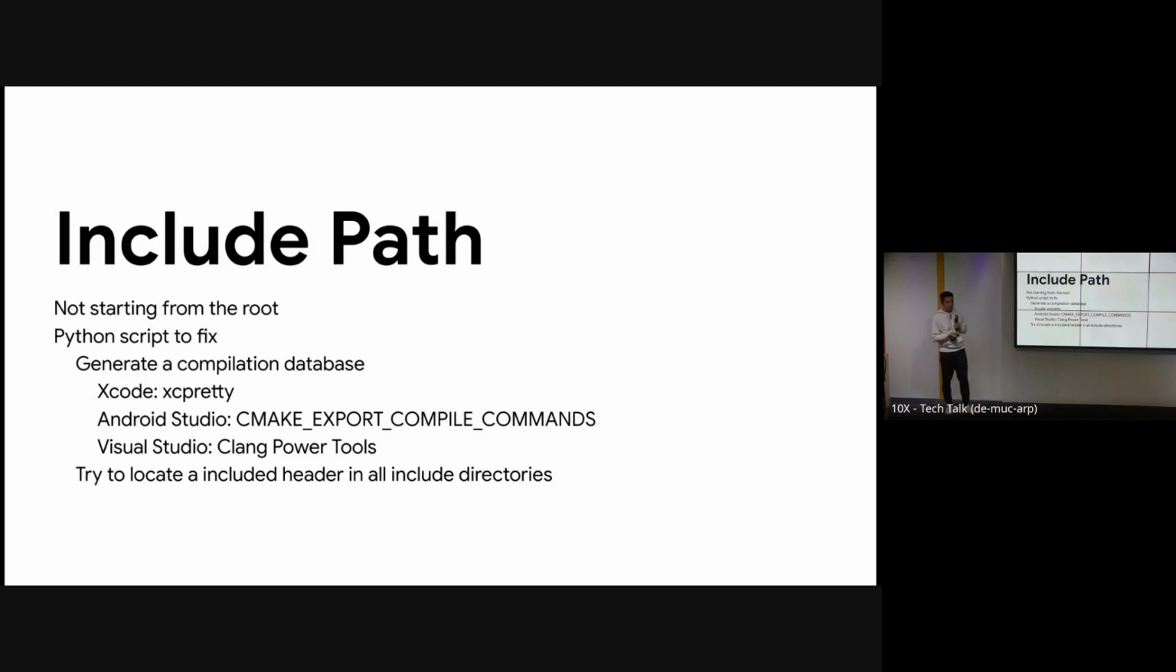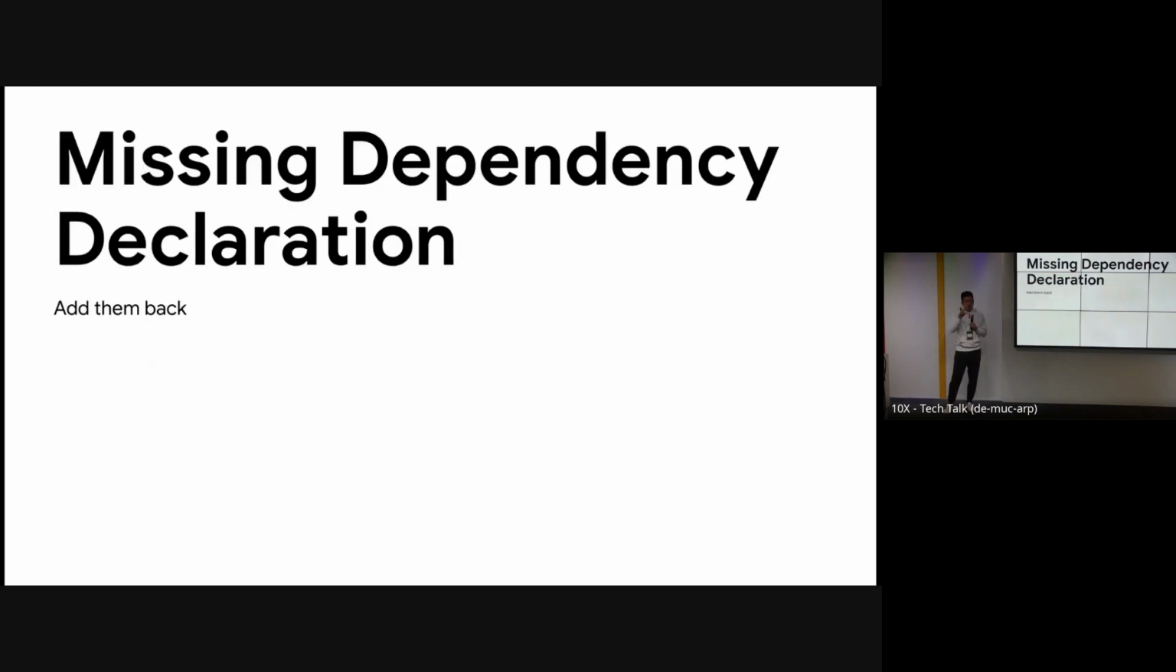Now, this solution is not perfect. We still may get some incorrectly included paths, but those are quite few. So we just manually fixed what's left. The second issue is missing dependency declarations. In the CMake project, this kind of issue is very easy to fix.